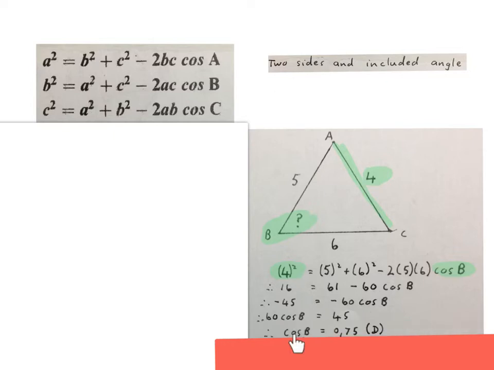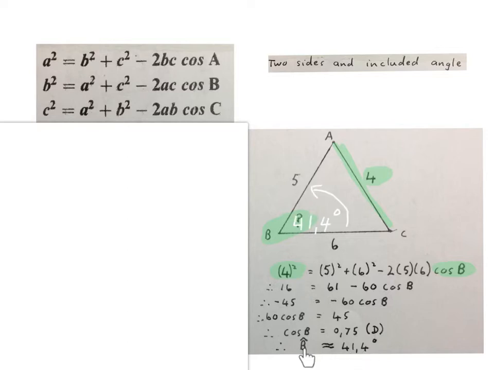You divide by 60 on both sides, get your answer, and store it in one of your memories. I stored it in D. You just type shift cos recall D, and you get your final answer. The size of angle B is rounded off to 41,4 degrees.